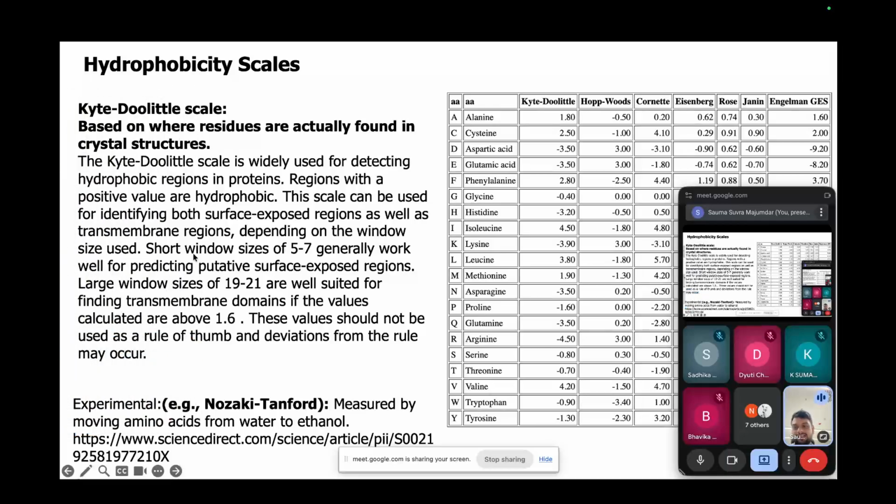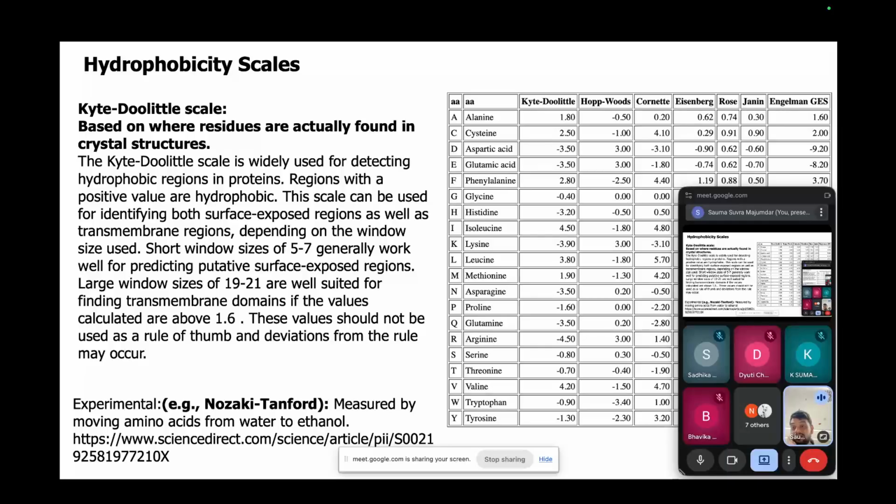We generally use window sizes of 5 to 7 for predicting surface exposed regions. When a charged amino acid is present on the surface, it will generally be of length like 5 to 7 residues. But when it is inside and very hydrophobic in nature, you need 19 to 20 residues around to find transmembrane domains, right? Again, these values should not be used as a rule of thumb, and deviations might occur depending on various factors.